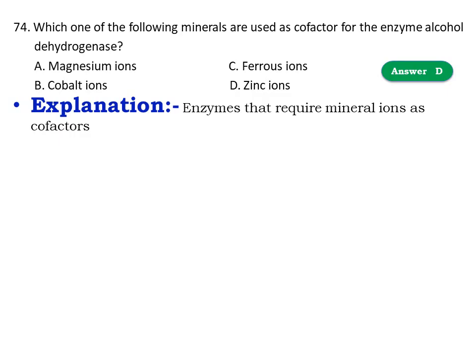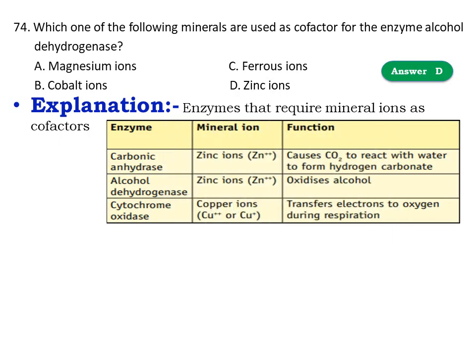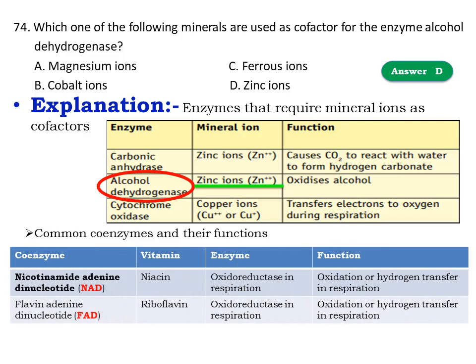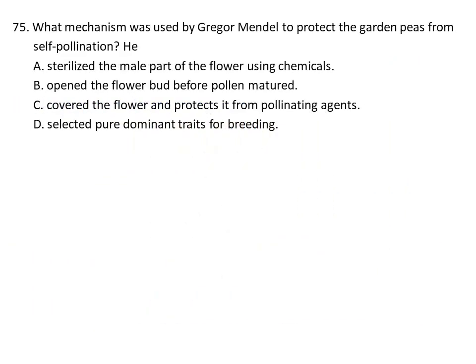When we see the minerals that are required as a cofactor, they include, for carbonic anhydrase, zinc ions, and also alcohol dehydrogenase uses zinc ions, which oxidizes alcohols. And there are other common coenzymes with their functions, like nicotinamide adenine dinucleotide, which is niacin, vitamin B3, and flavin adenine dinucleotide, which is riboflavin, also important in our enzymes as coenzymes.